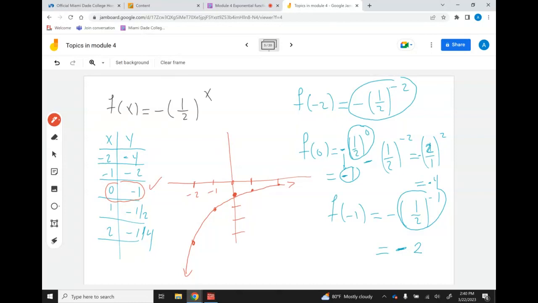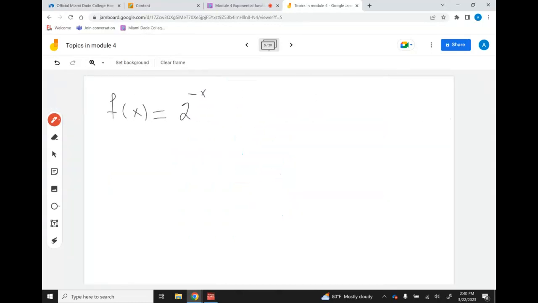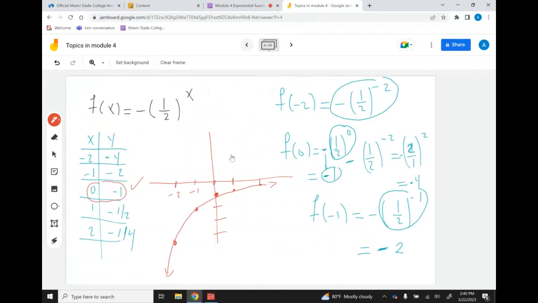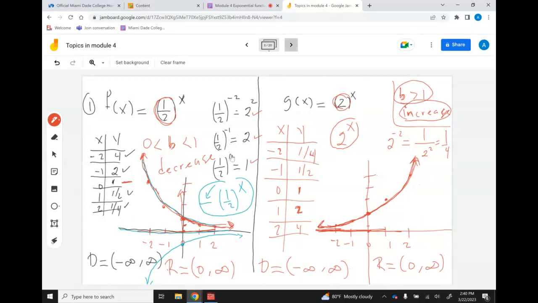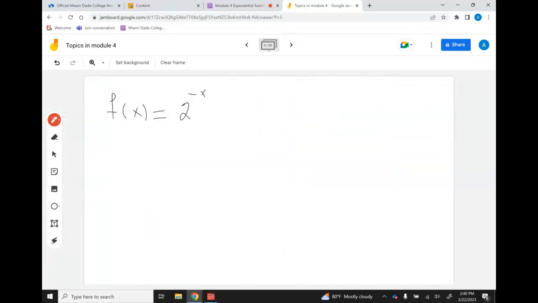You know already how to evaluate a function. It's just that this is a new function that we call exponentials, okay? All right, let's do this one. This one is interesting. Look at that. The one that we did before, it was 2 to the x, right? 2 to the x, and we did it. But this guy, guys, is 2 to the negative x.